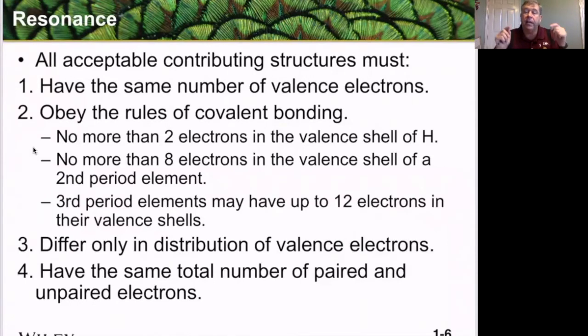Notice we haven't changed the number of electrons or the number of bonds. All we've done is show where the electrons have moved from one side of the molecule to the other, okay? We have to have the same number of paired and unpaired electrons, okay? So sometimes we can have an unpaired electron in the system and it will also give us a resonance structure.